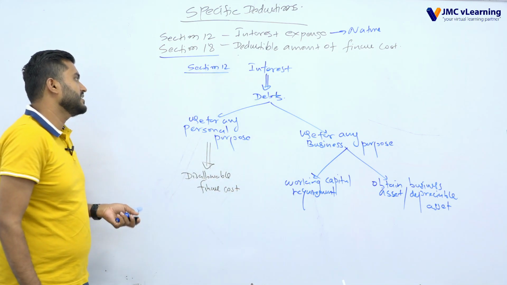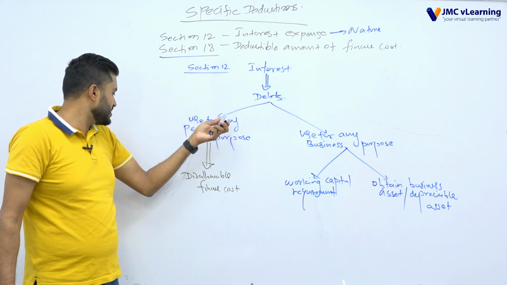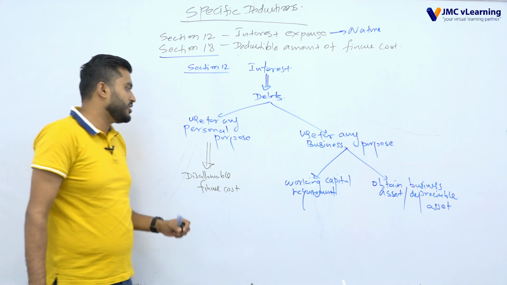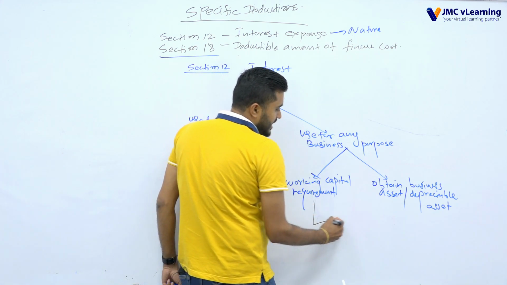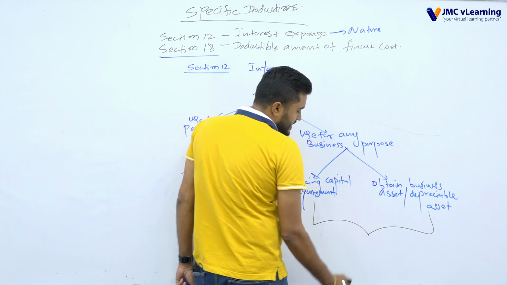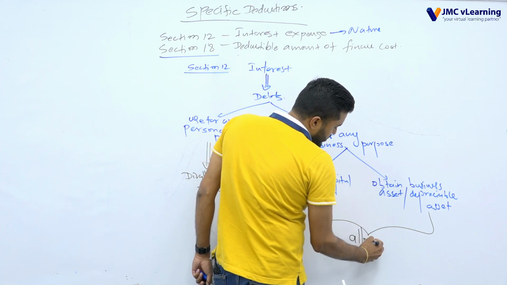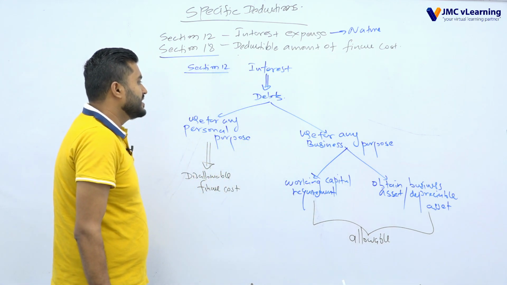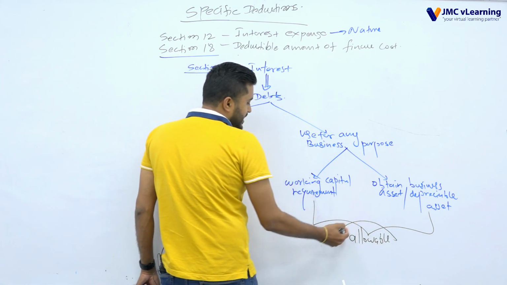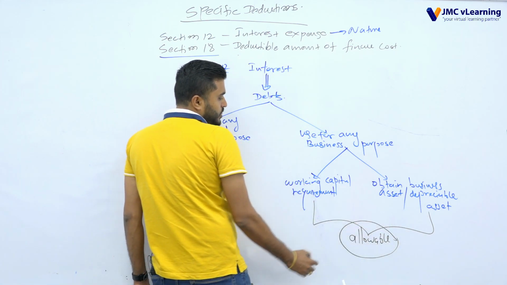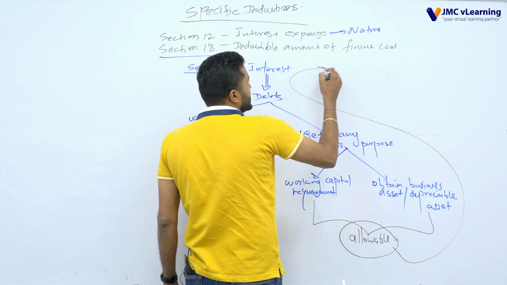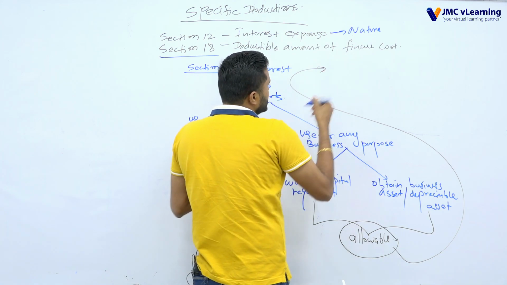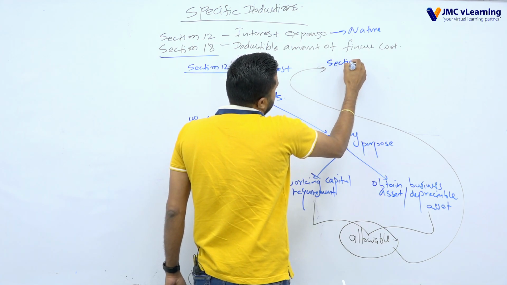If you use any debt for personal use, the interest on that debt is disallowable. But if you use it for a business purpose, my dear students, it is allowable, and you can deduct that interest expense as per section 12. But you know this nature of expense is allowable, you don't know how much is allowable. How can you decide that? Then you need to use section 18.